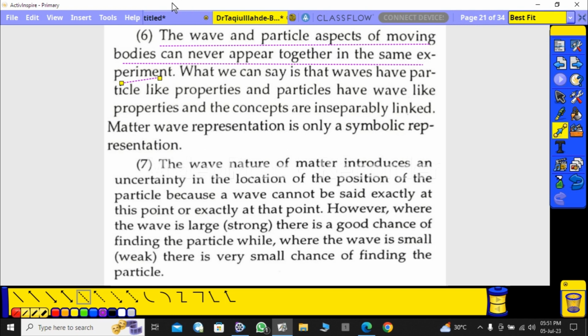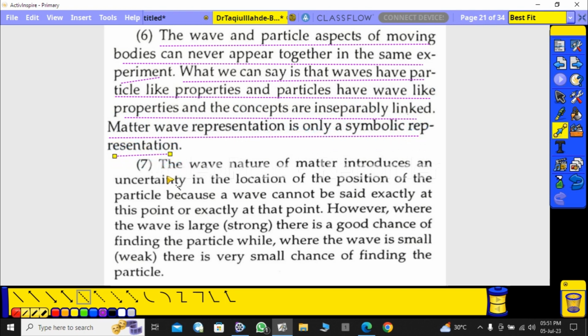So what we can say is that a wave has particle-like properties and a particle has wave-like properties, and the concepts are inseparably linked. Matter waves represent only a symbolic representation.